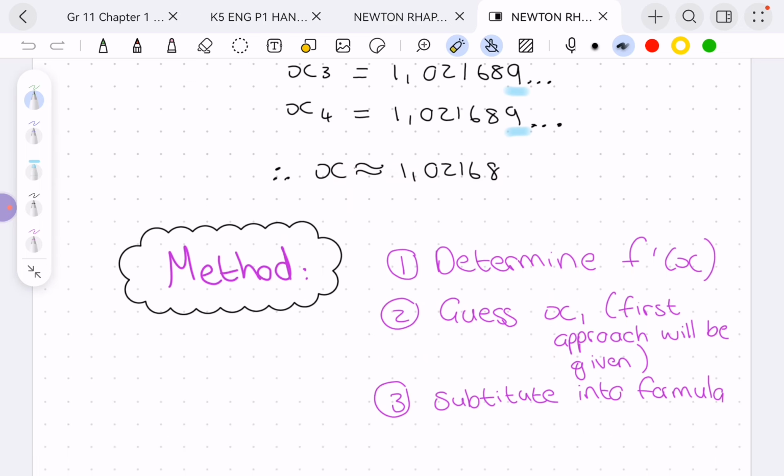So our basic method is go find our first derivative. We have to know what is our first guess, and then we just put it into the formula.